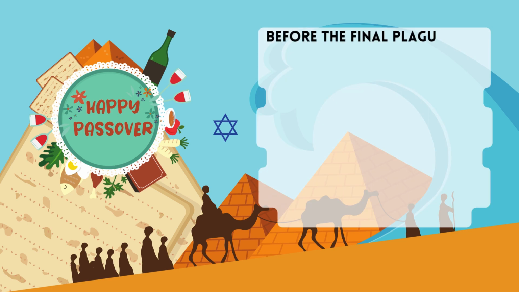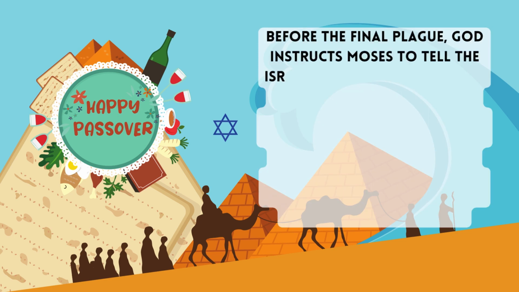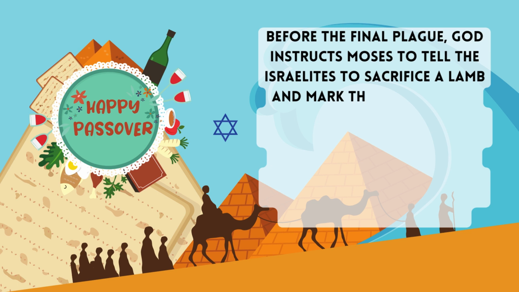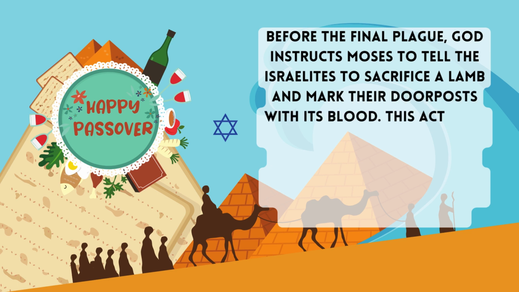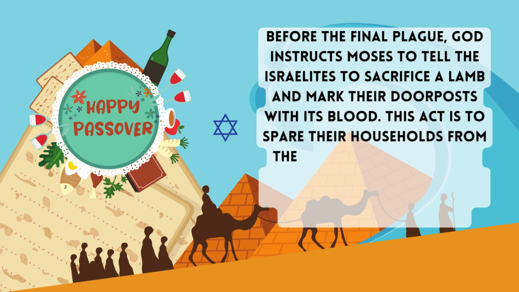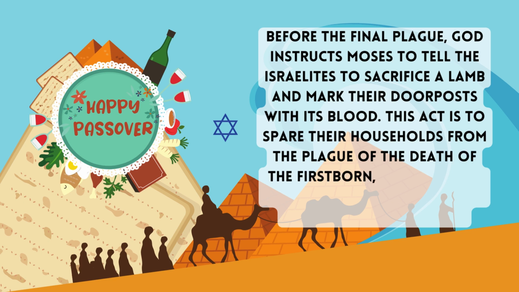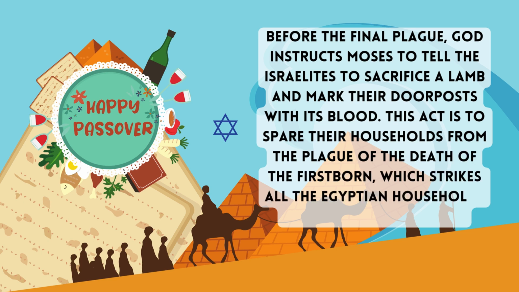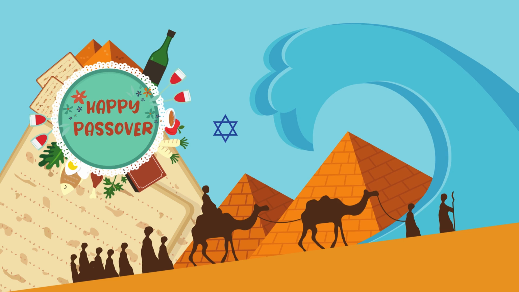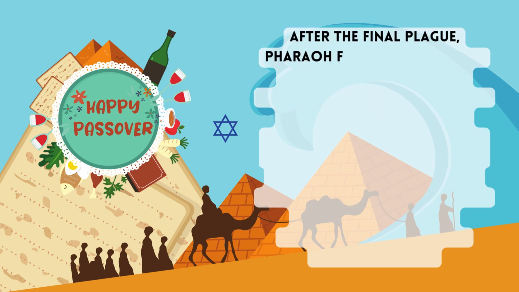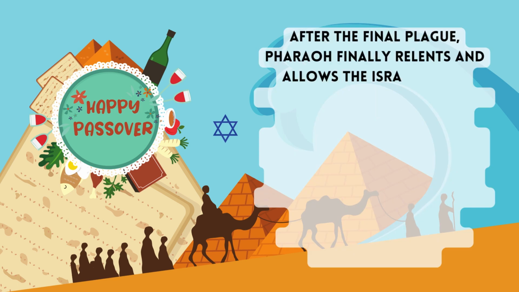Before the final plague, God instructs Moses to tell the Israelites to sacrifice a lamb and mark their doorposts with its blood. This act is to spare their households from the plague of the death of the firstborn, which strikes all the Egyptian households without such markings. After the final plague, Pharaoh finally relents and allows the Israelites to leave.